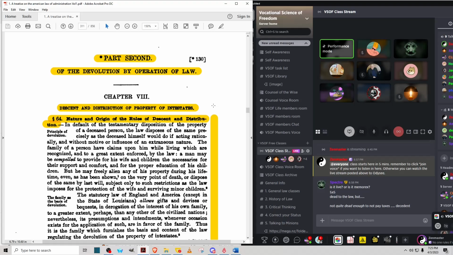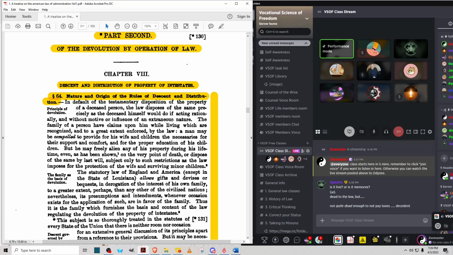The family of a person have claims upon him while living, which are recognized and to a great extent enforced by the law. A man may be compelled to provide for his wife and children the necessities for their support and comfort, and for the proper education of his children. But he may freely alien any of his property during his lifetime, even, as has been shown, on the very point of death, or dispose of the same by last will, subject only to the restrictions as the law imposes for the protection of the wife and the surviving minor children.